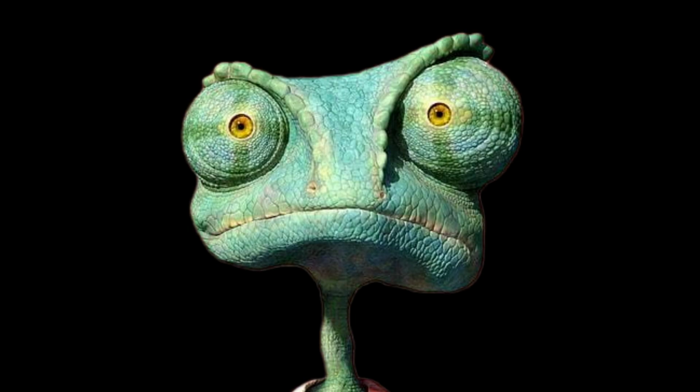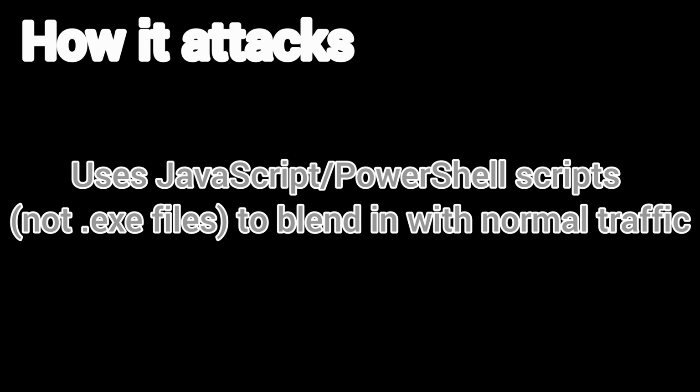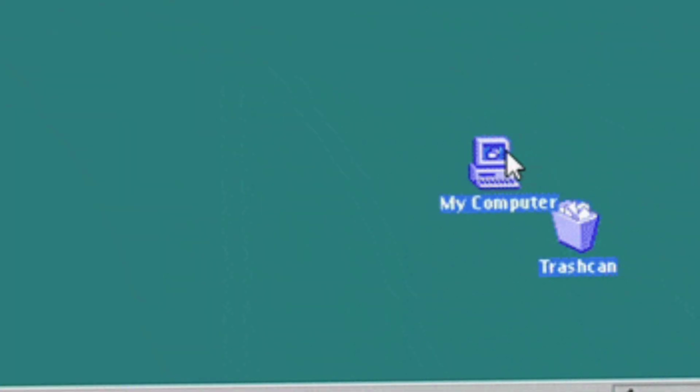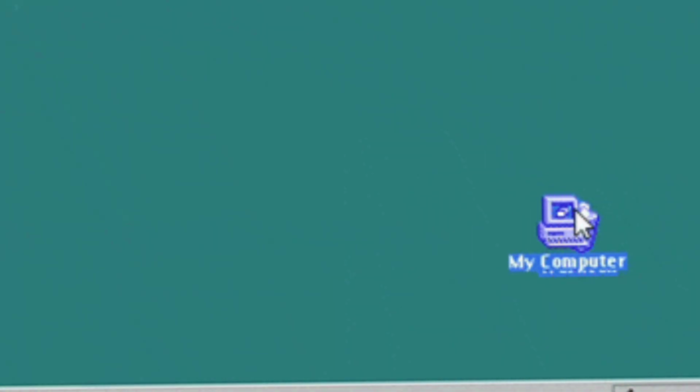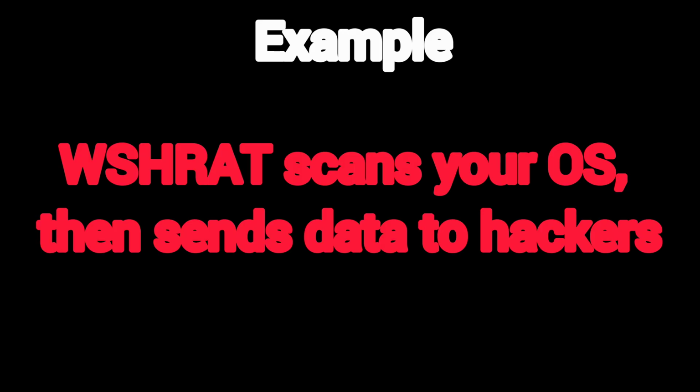Script-based malware, the chameleon. How it attacks: uses JavaScript and PowerShell scripts, not .exe files, to blend in with normal traffic. Downloads ransomware or info stealers. Why it's rising: 300% harder to detect than compiled malware. Example: WSHRAT scans your OS, then sends data to hackers.